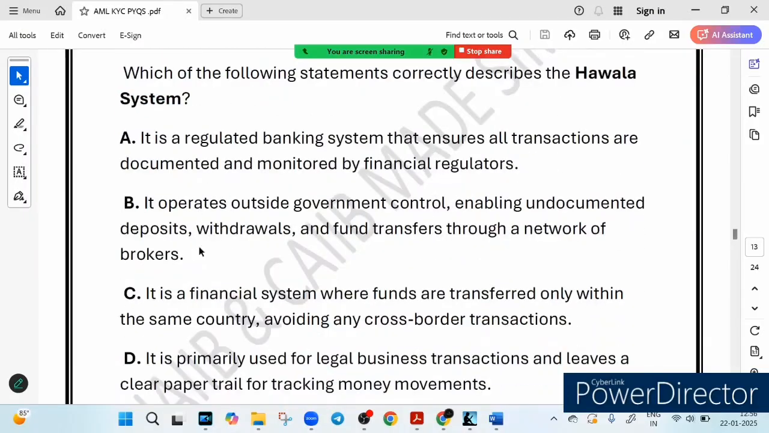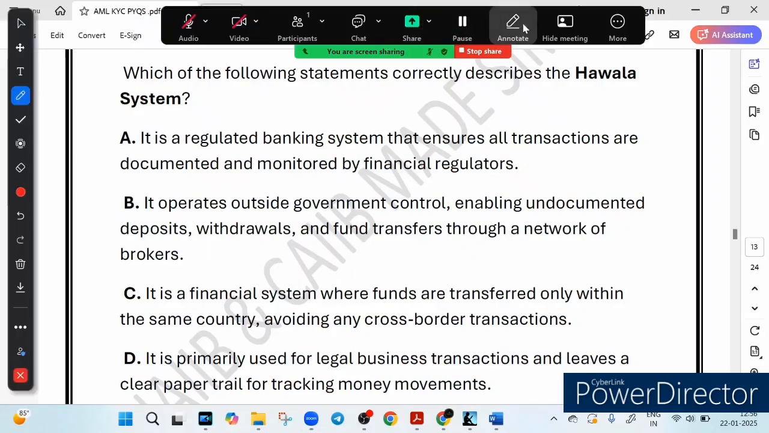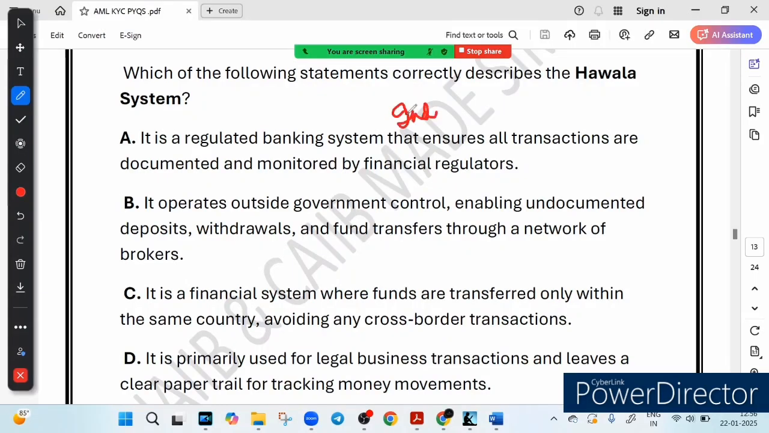Now let's talk about the Hawala system. So friends, the question is in front of your screen. Which of the following statements correctly describes the Hawala system? First, let me talk about what the Hawala system actually is. Imagine you need to send money to someone in another country. So you are in India and you need to send money to someone in the USA, okay? But you don't want to use a traditional bank transfer.